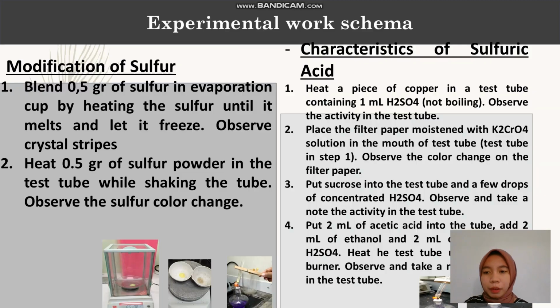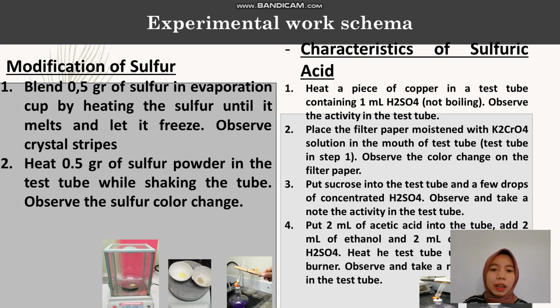Experiment work scheme. Modification of sulfur. Blend 0,5 gram of sulfur in an evaporation cup by heating the sulfur until it melts and let it freeze. Observe crystal strips. Heat 0,5 gram of sulfur powder in the test tube while shaking the tube. Observe the sulfur color change.